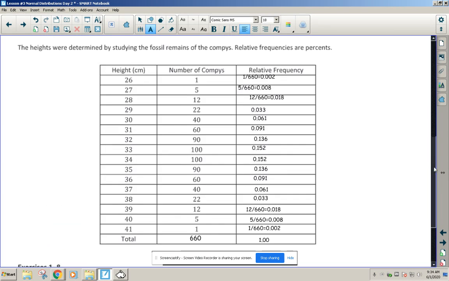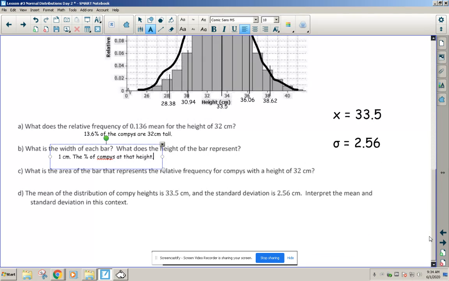So just kind of analyzing the graph, we'll go through this fairly quickly. Wait, what happened to the bottom of my paper? There we go. What is the area of the bar that represents the relative frequency of copies at 32 centimeters? Again, that would be 0.136 or 13.6%.